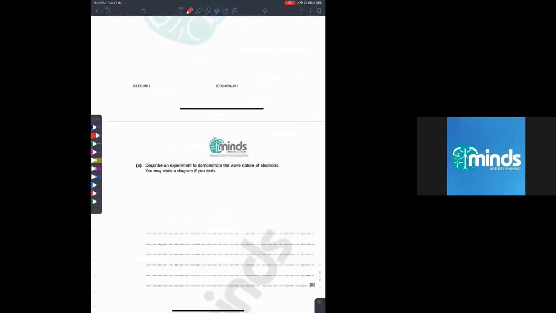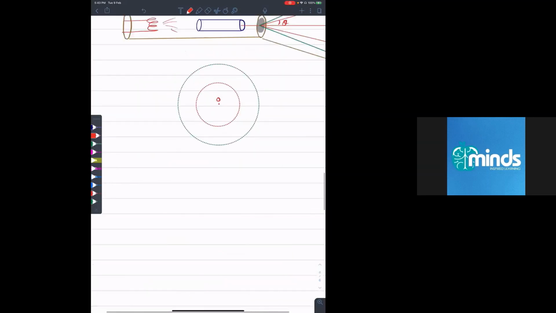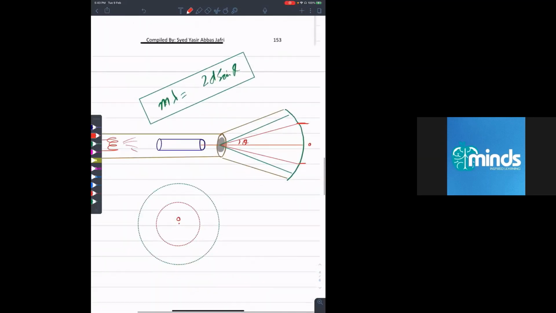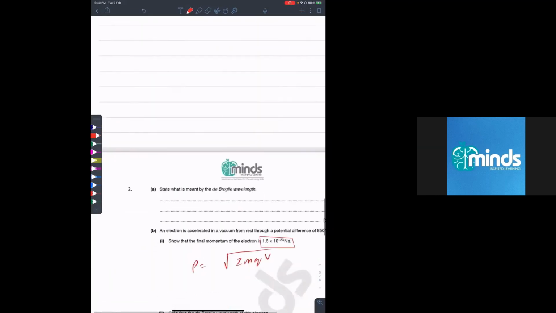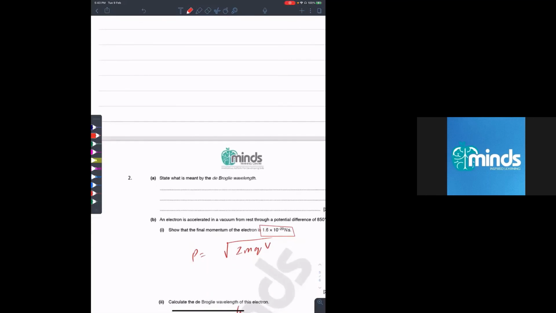Describe an experiment to demonstrate the wave nature of electron. You may draw a diagram if you wish. So you may make reference to this experimental setup as well, which shows that you can obtain diffraction of electron. And if you can obtain diffraction of electron, which shows that electron possesses wave nature as well.